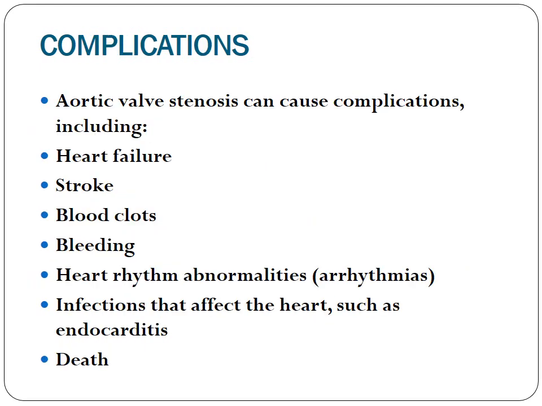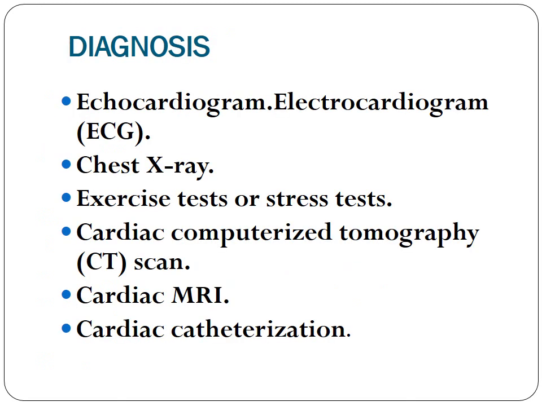The complications associated with aortic valve stenosis will include heart failure, stroke, and blood clots, which I explained again. Due to this excess clogging of blood in the particular chamber, the blood is actually being retained in that chamber for a long period, because the valve is not allowing blood to flow through effectively. So eventually the blood clots appear, okay, heart rhythm abnormalities, and also complications may be infections to the heart such as endocarditis, and the final complication will be death.